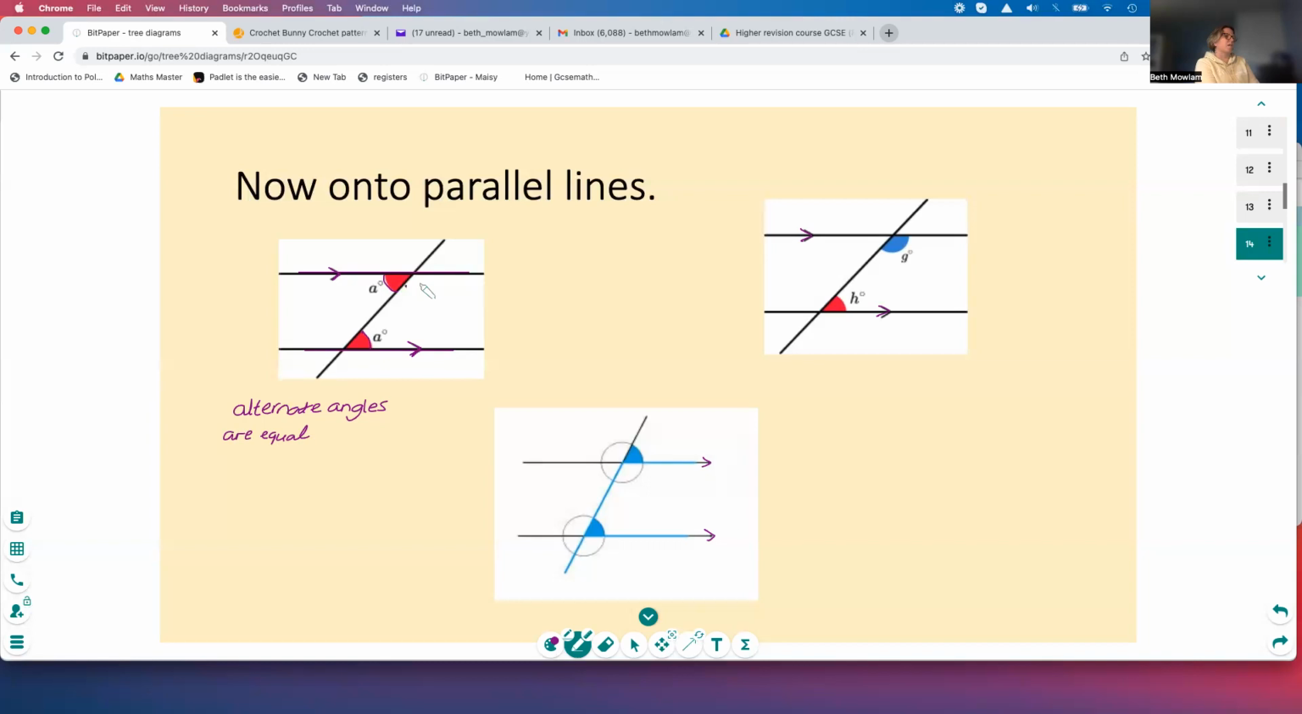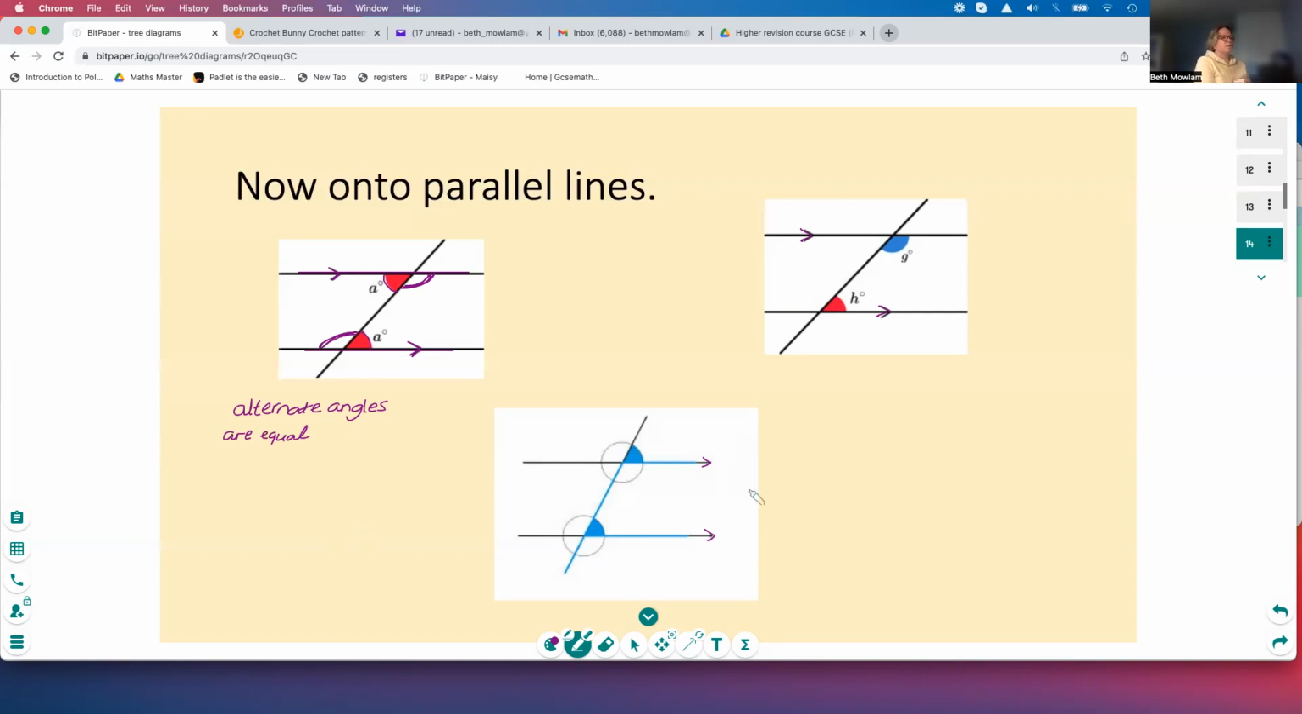It could have been this angle here, and the angle on the alternate side of the line, the opposite side of the line, is that one. Those two that I've just drawn are both equal to each other. So alternate angles are equal. They're both inside the parallel lines, on alternate sides of the line. That's why they're called alternate angles.